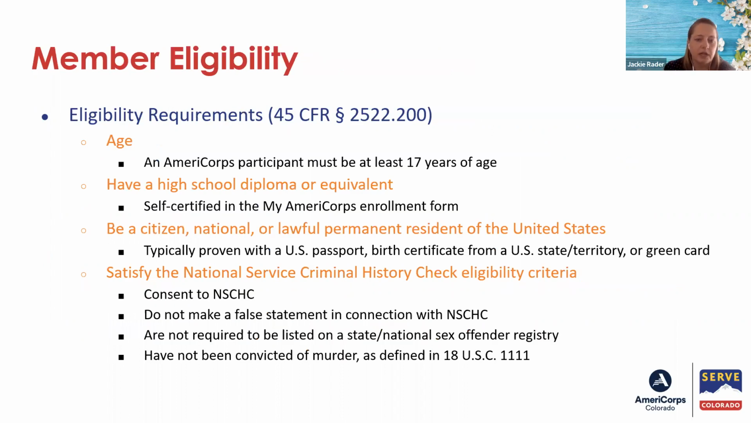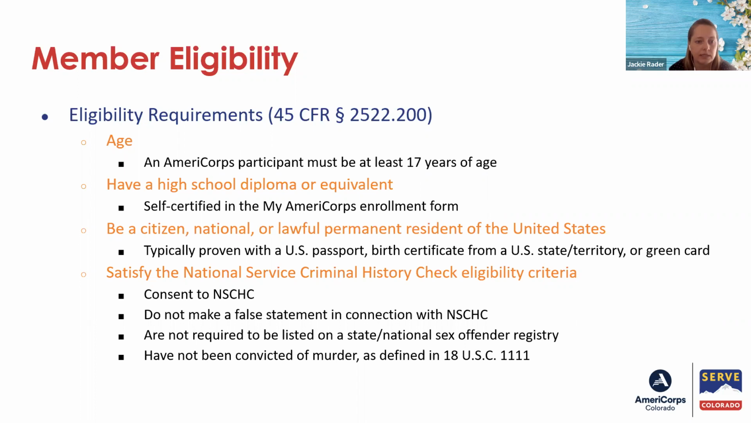So, member eligibility. The eligibility requirements are laid out for you in 45 CFR 2522.200. You can look them up in more detail if you want, but here are the basics. Age: participants must be at least 17 years of age. For many of our programs, they must be 18. They have to have a high school diploma or equivalent, and they self-certify that they have that in their enrollment form in the My Americorps portal.